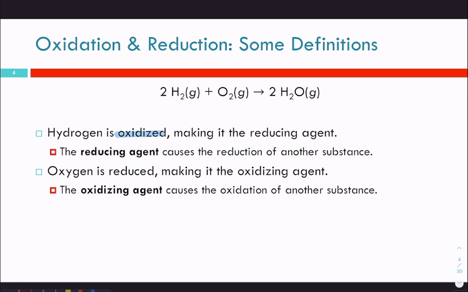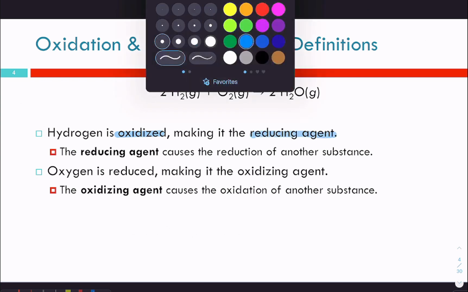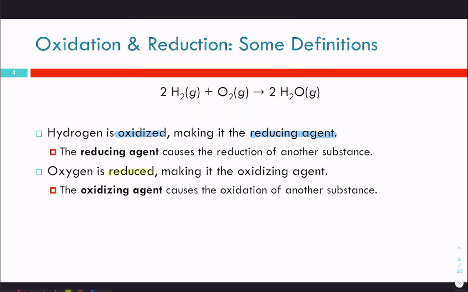So hydrogen is oxidized, making it the reducing agent. Whereas, and I know red doesn't show up well, oxygen is reduced, making it the oxidizing agent. So oxygen gained those electrons, and to do that, it had to take them from hydrogen. So it caused hydrogen to be oxidized.